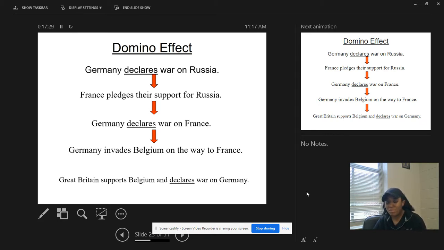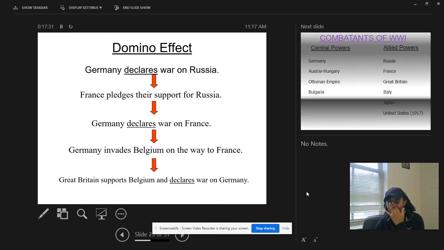So Great Britain was like, why would you do that? I don't like when people pick on the little people because that's not fair to them. They didn't do anything to y'all. And so because of that, Great Britain supports Belgium and says we're going to fight you too, Germany. Now everybody is ganging up on Germany, but Germany does not care. Germany's like, well, I mean, it's going to happen anyway. So this is what we've been building up to all these years.